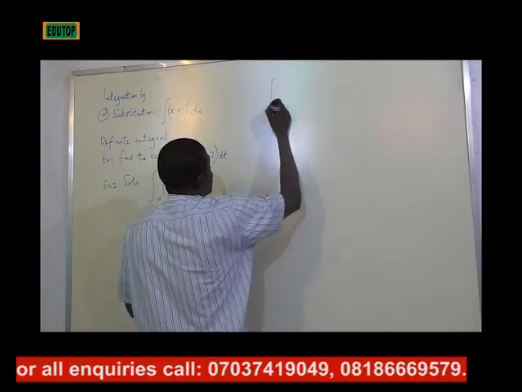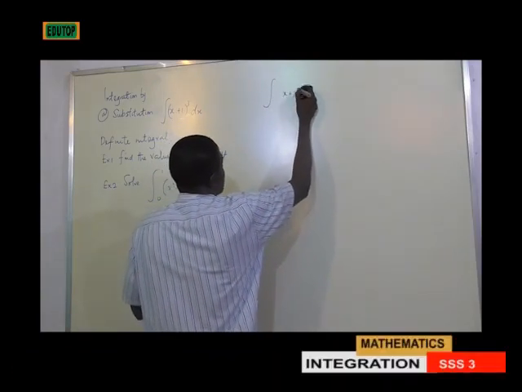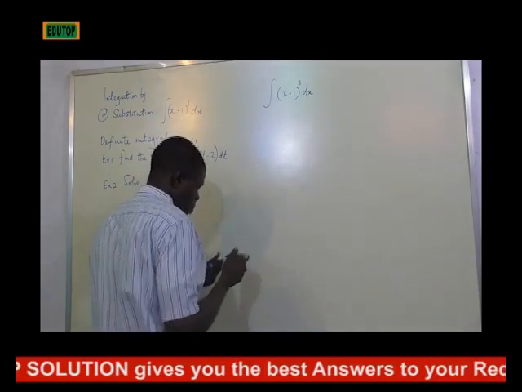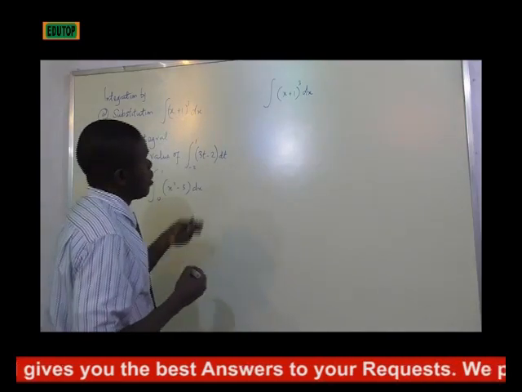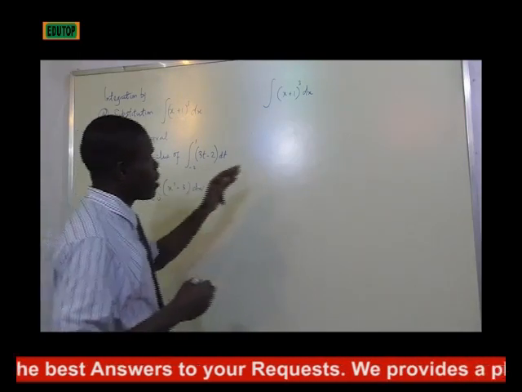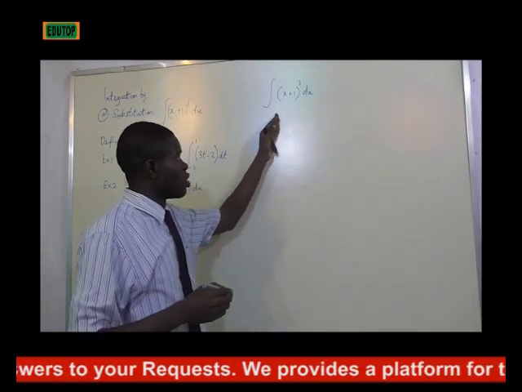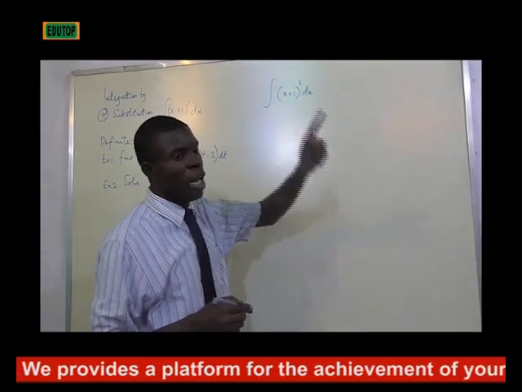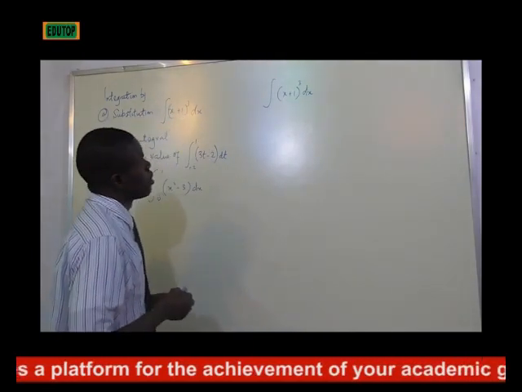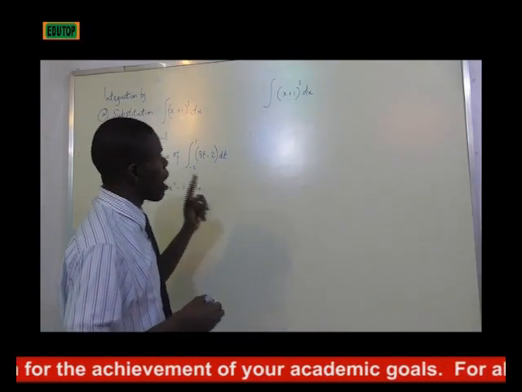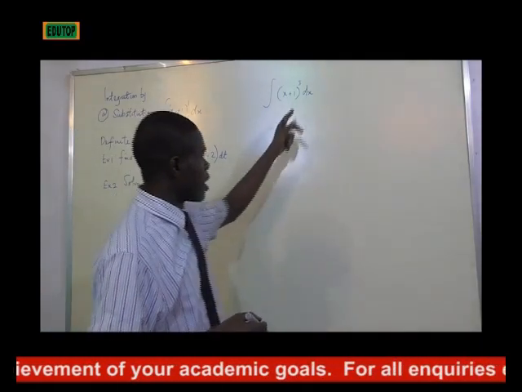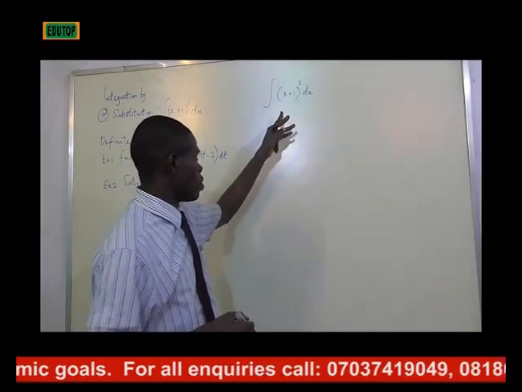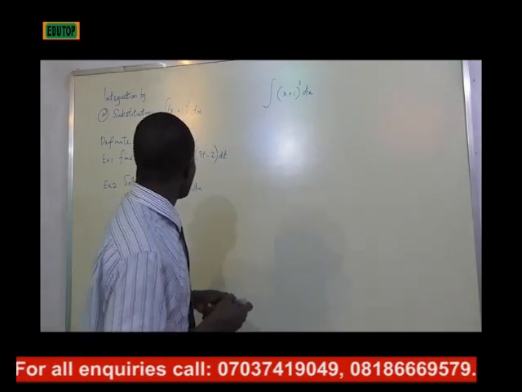We have the integral of (x plus 1) raised to the power 3 dx. This is a typical example of integration by substitution. If you have to solve any question on integration by substitution of this nature, that's when your function x plus 1 is raised to a power, more than one power, because the power here is 3. So automatically you cannot integrate this directly, which results in integration by substitution.